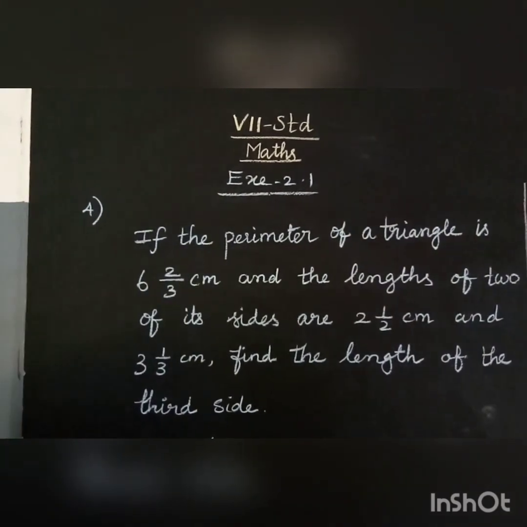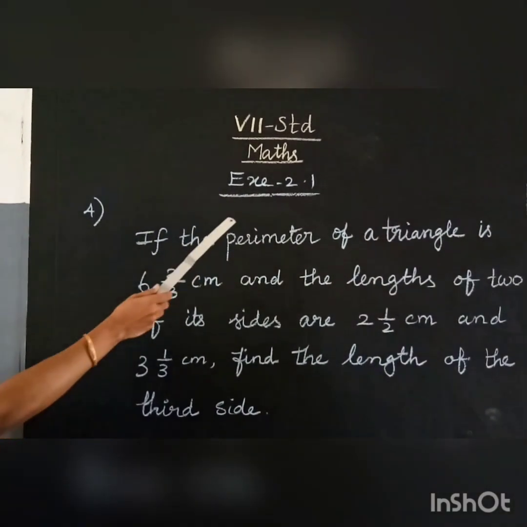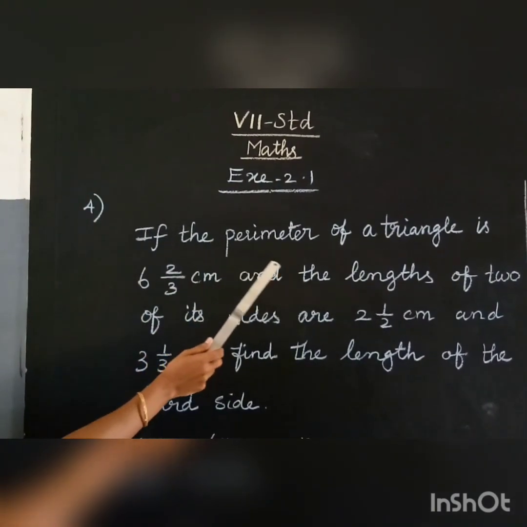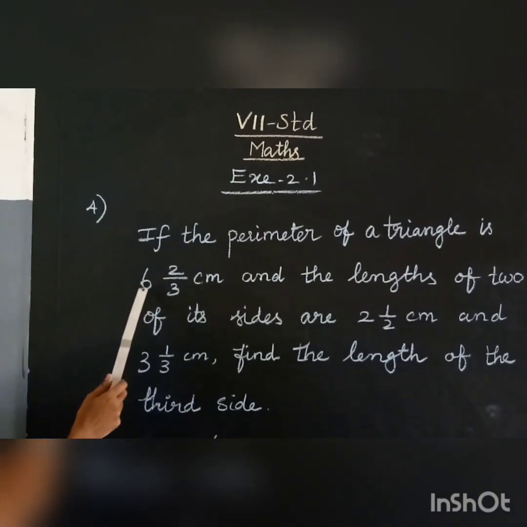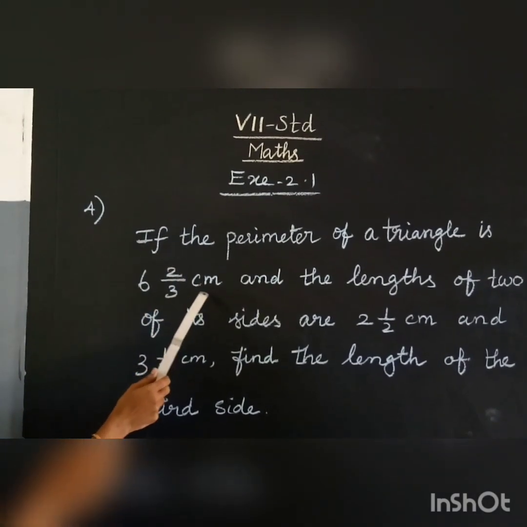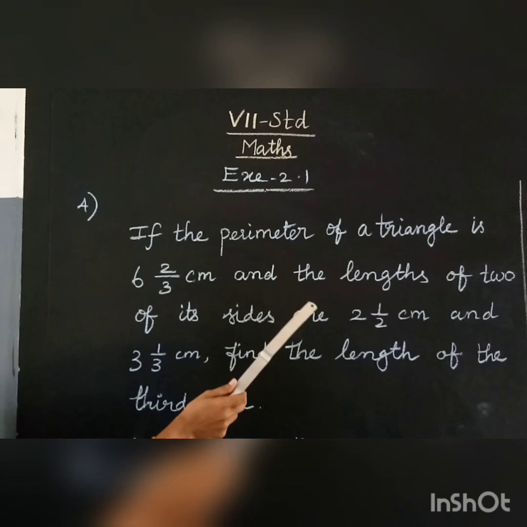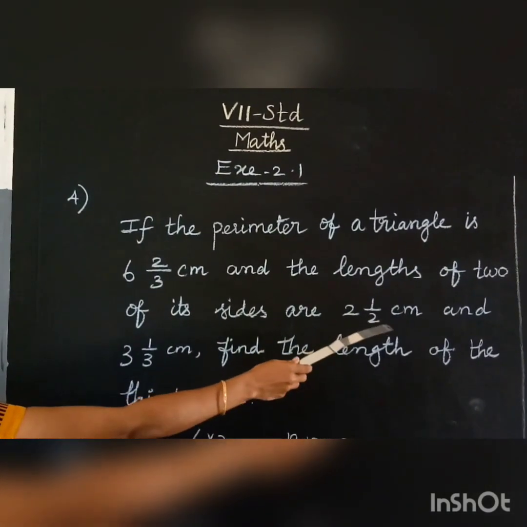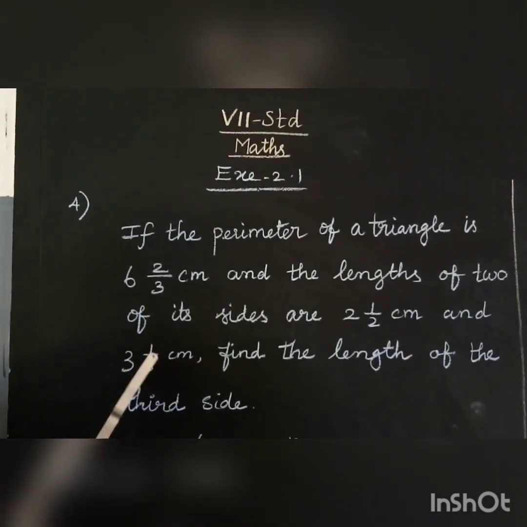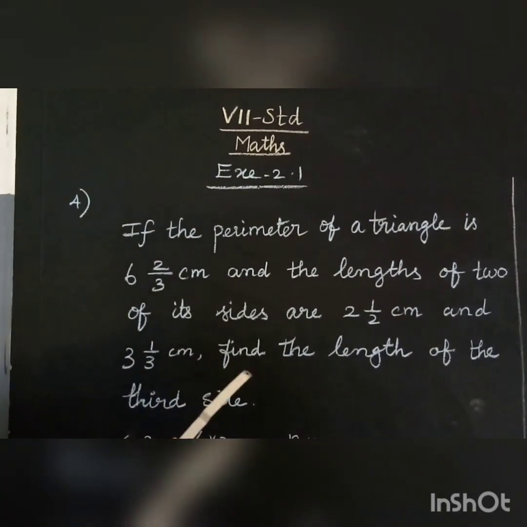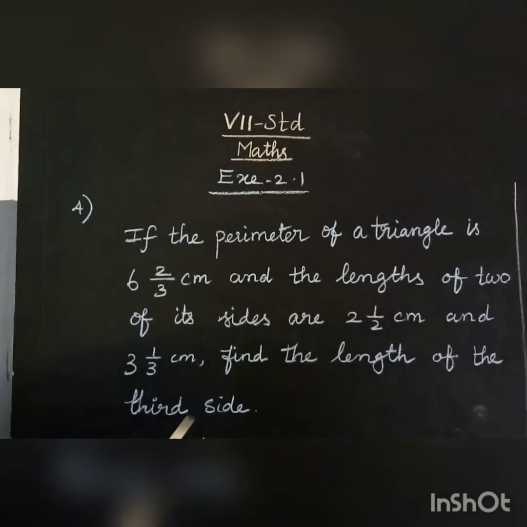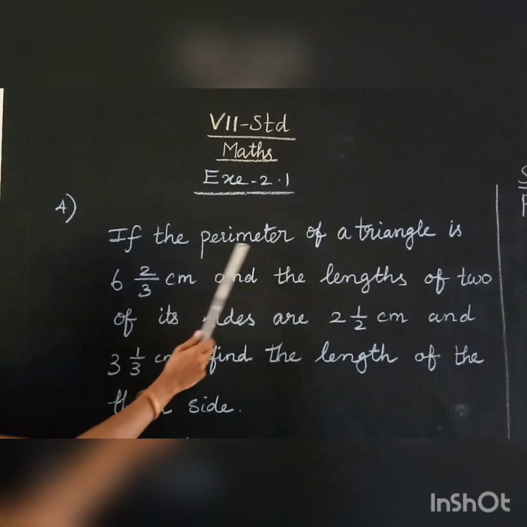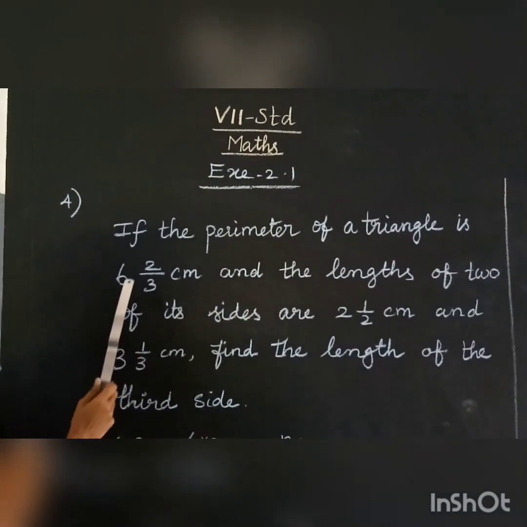Dear students, today we are going to see exercise 2.1, fourth sum. If the perimeter of a triangle is 6 2/3 centimeter and the lengths of two of its sides are 2 1/2 centimeter and 3 1/3 centimeter, find the length of the third side. That is your question. So given is the perimeter of the triangle, 6 2/3.